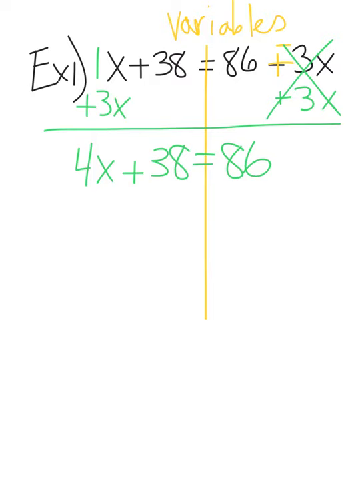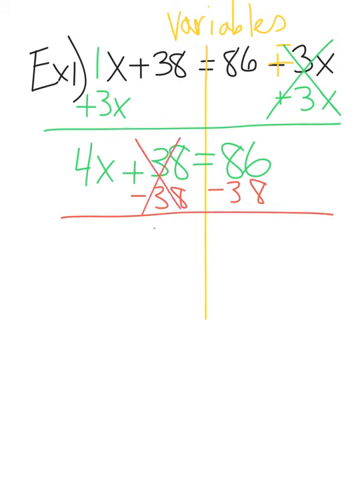So first we got to get the letters together, which we just did. And now we got to move to get that letter x all by itself. So the opposite of a +38 would be take away 38. Whatever we do to one side, we want to do to the other. And when I have an 86 take away a 38, I have a 48.